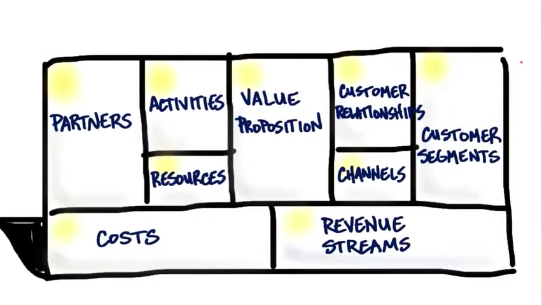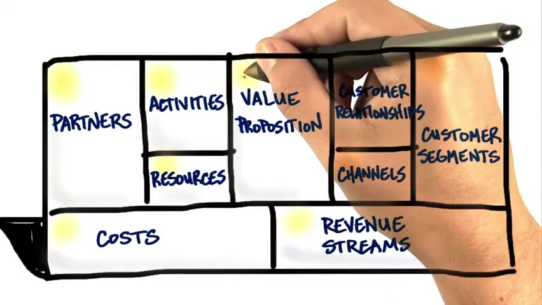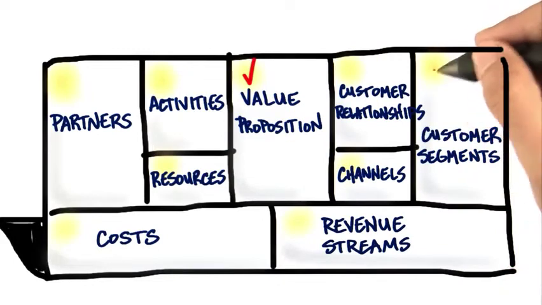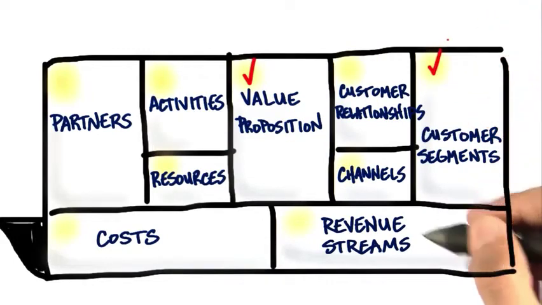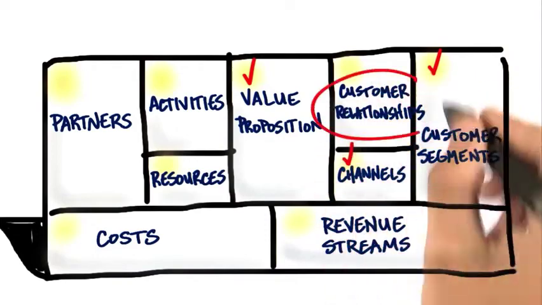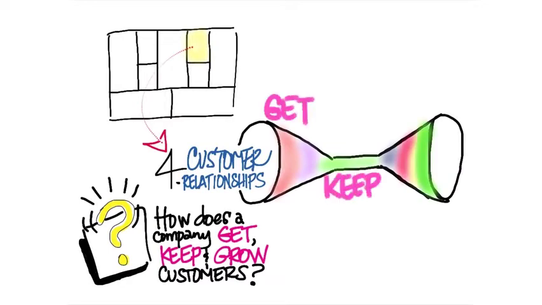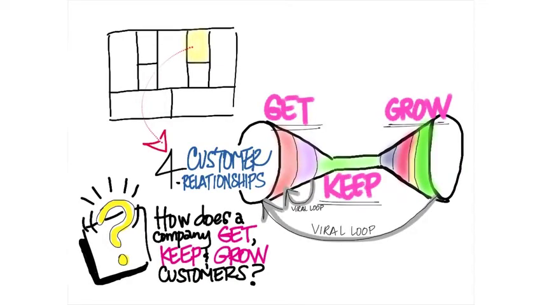Today we're going to be talking about customer relationships. In other words, how do you get, keep, and grow customers? So in the last lecture, you remember the business model canvas, all the 9 components of a startup. We talked about value proposition, customer segments, and channels, but today we're going to focus on customer relationships. Customer relationships really is about how do you get customers, how do you keep customers, and how do you grow them.